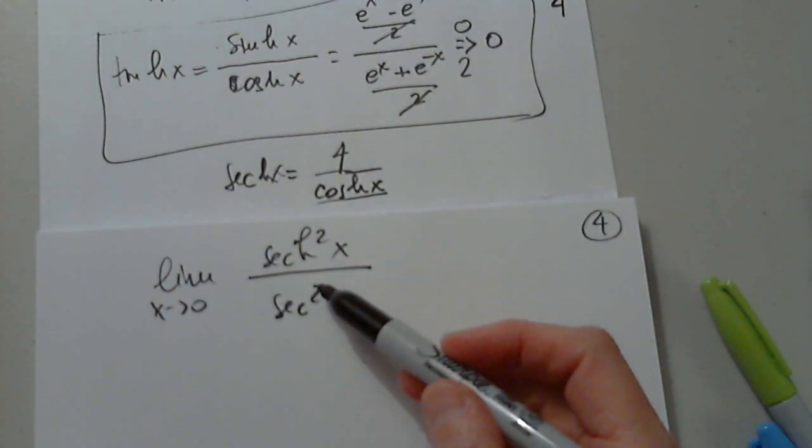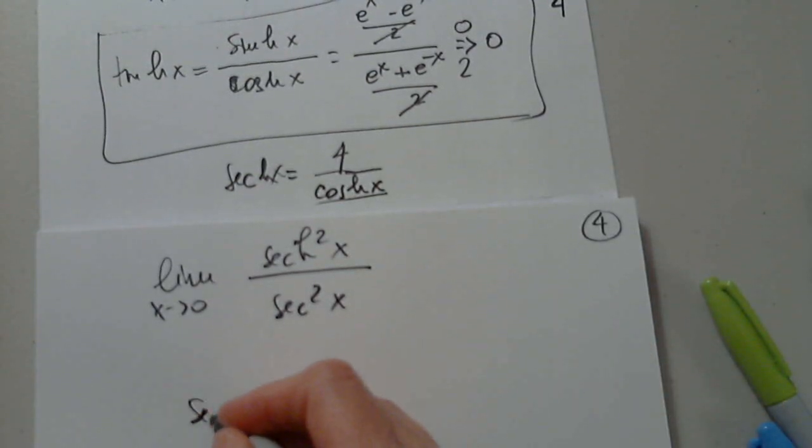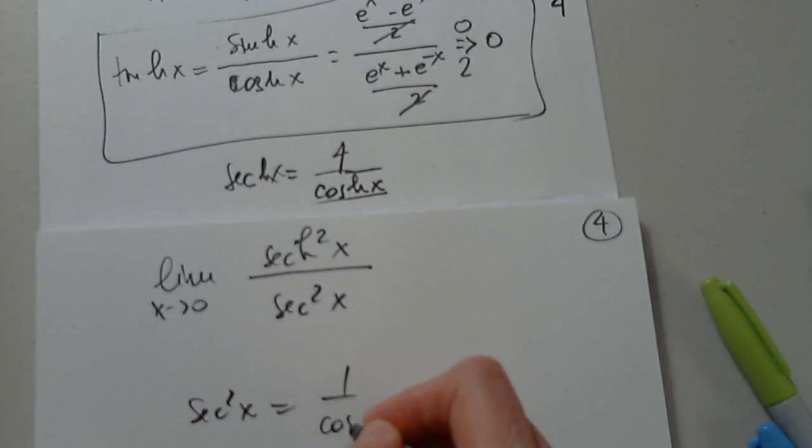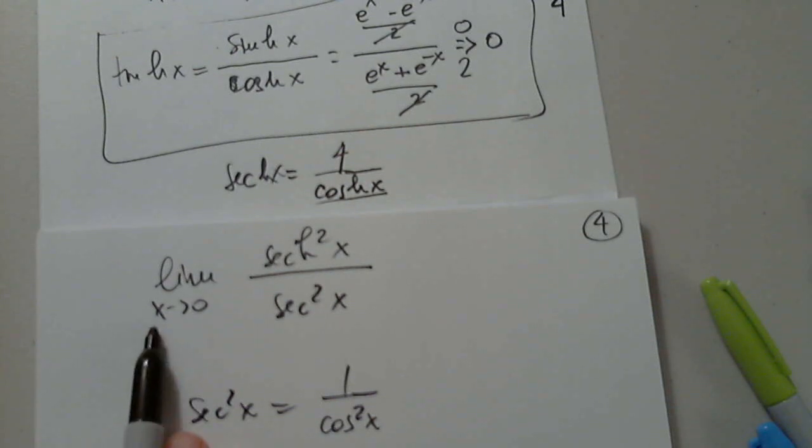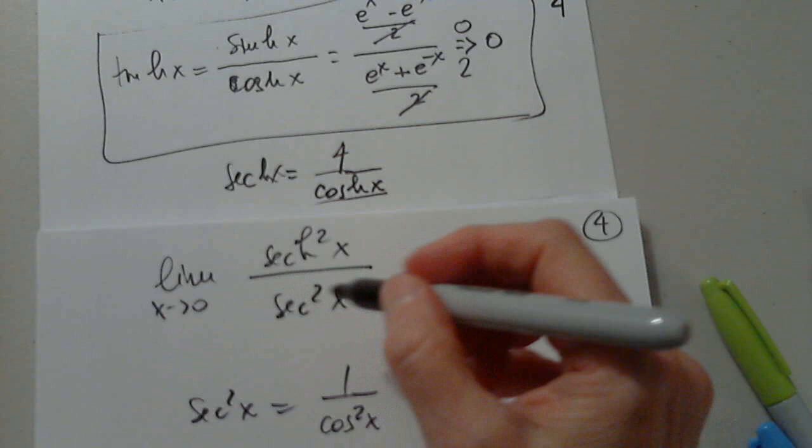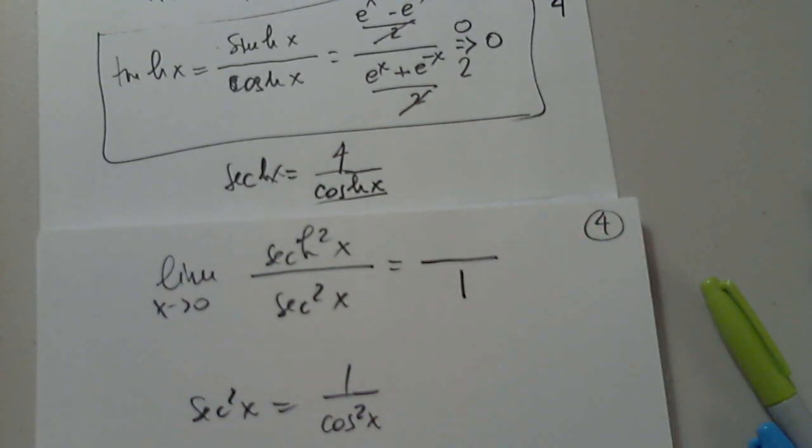Okay, so secant squared x we already know. Secant squared x is 1 over cosine squared x. So when x approaches 0, cosine approaches 1. 1 over 1 is 1. So the denominator is very clearly 1.